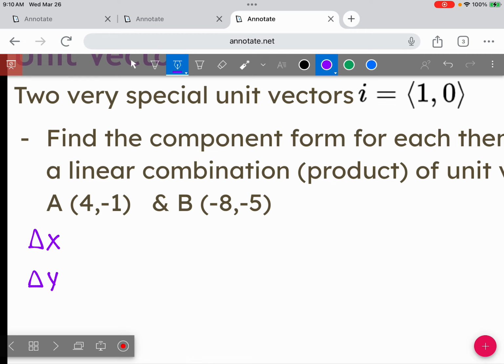What are we going to get for the change in our x's? Okay. Negative 12. Negative 8 minus 4.